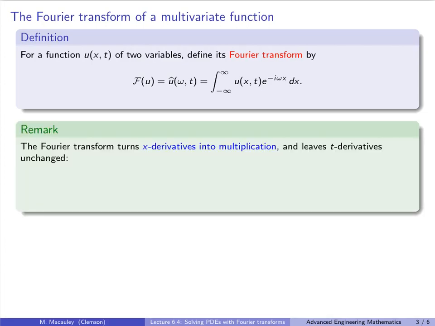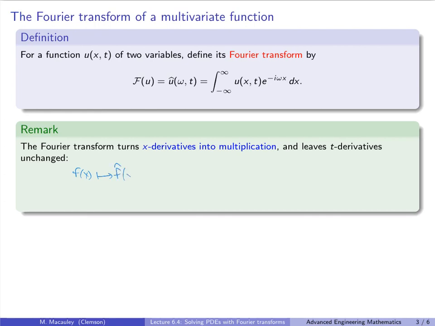Much like the Laplace transform, the Fourier transform turns x derivatives into multiplication, but it leaves t derivatives unchanged. Remember, the Laplace transform was on the time variable. That changed t derivatives into multiplication by s, and it left x derivatives unchanged. To verify this, I'm going to go back to a single variable function, and just know that when you add t and it goes along for the ride, that's not going to change any of this.